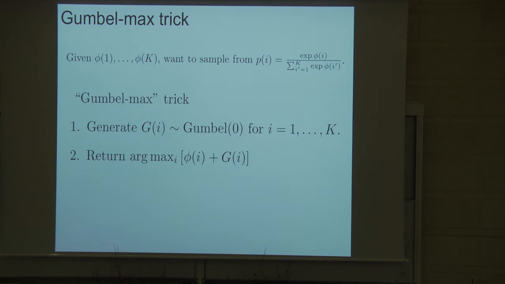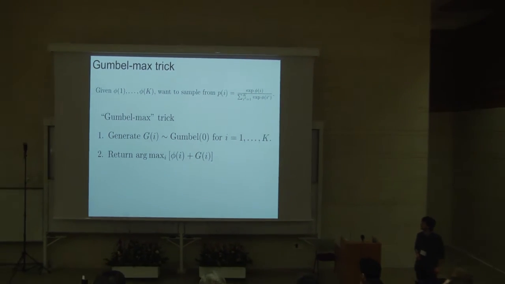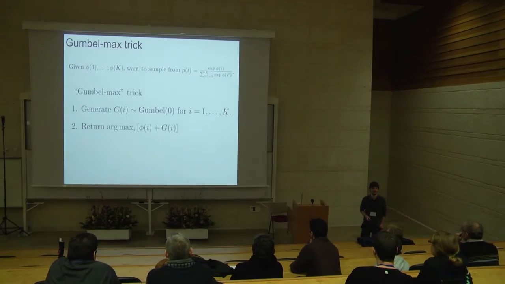The Gumbel max trick has two steps. For each of those elements i, you generate a random Gumbel variable with location 0. And then all you do is return the argmax of the phi value plus the Gumbel random variable that you've drawn. And this will give you an exact sample from the softmax distribution. People call this the Gumbel max trick.